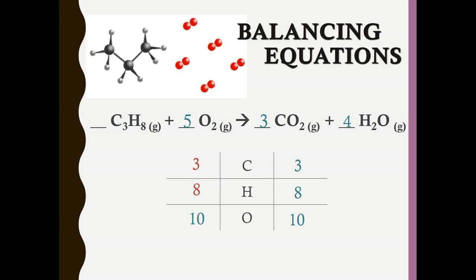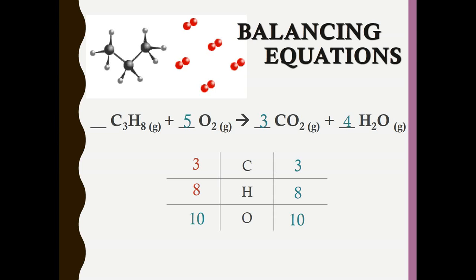So for this one, again, if you want to use the first technique, you can write down all the elements that are being used in the equation in the middle column. So I have C, H, and O. On the left side of the equation, I have 3C, 8H, and 2 O's. On the right side, I have 1C, 2H, and 3 O's.